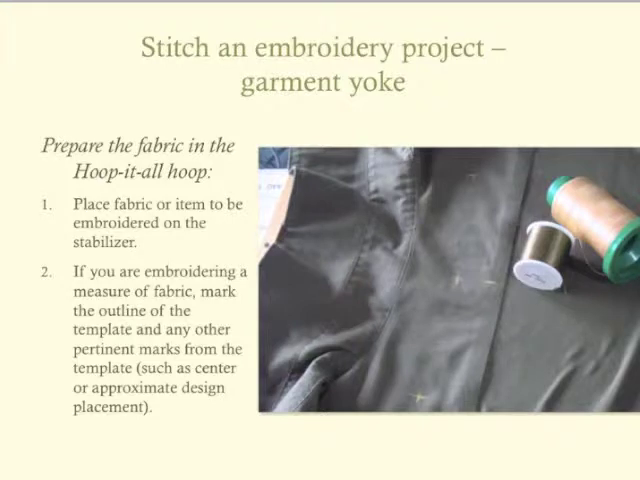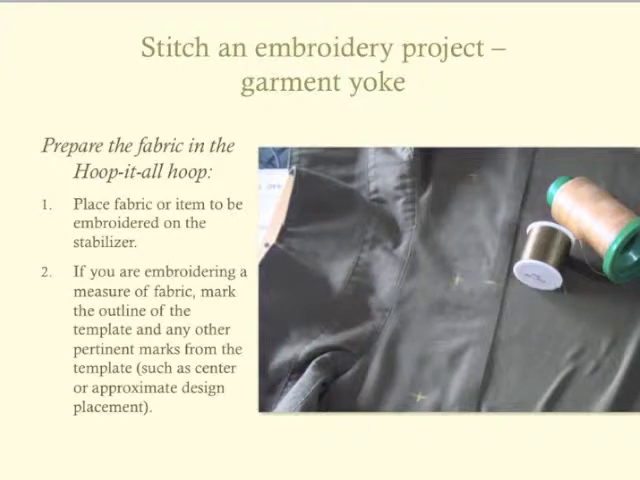Then, using the design measurements, I measured and marked the center of the first design and its approximate width. Then I marked the center for the 2 side designs. These marks will assist me once I move the hoop to the sewing machine. I also selected the thread colors for my design.